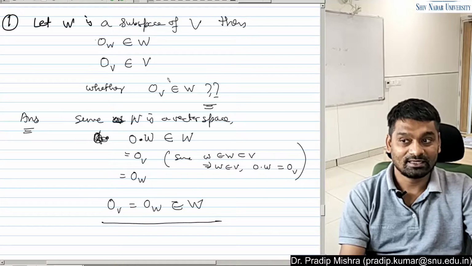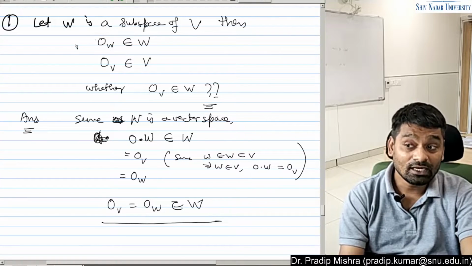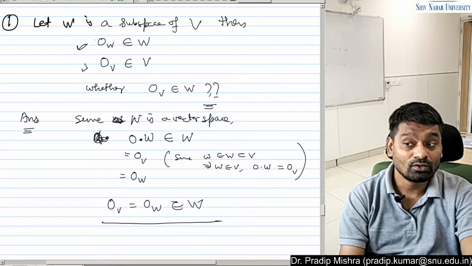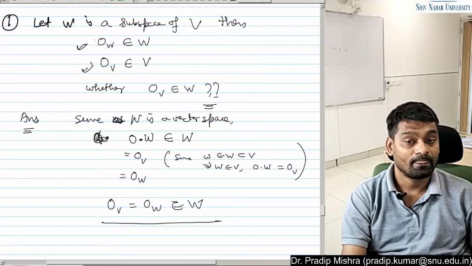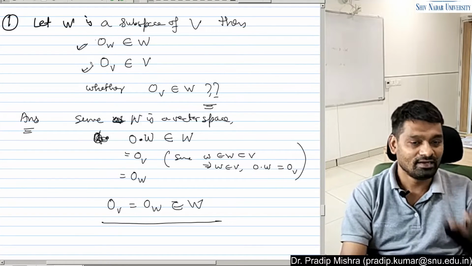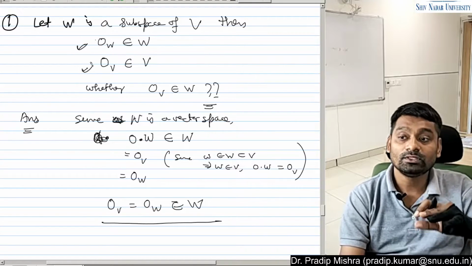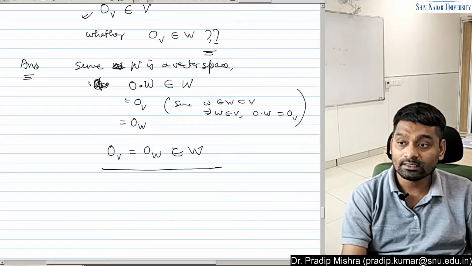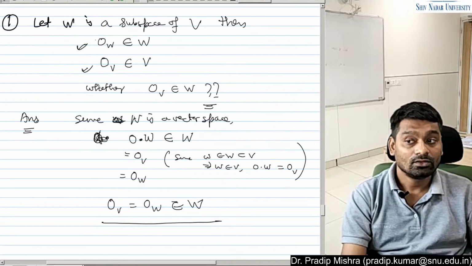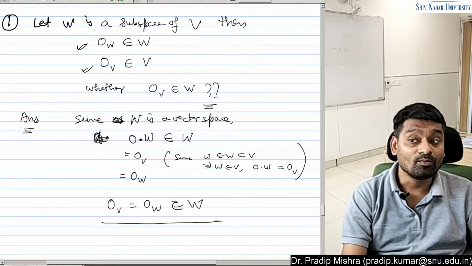So if W is a subspace, then the zero element in W has to be equal to the zero element in V. This looks very obvious, but if you think that W is any abstract vector space, then it is not that direct. So pause the video. This one is a really very important property.